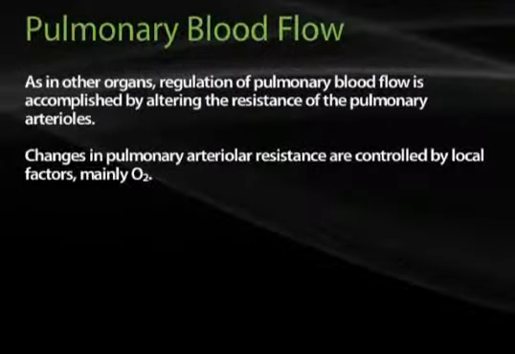As in all of our organs, the regulation of blood flow is controlled by altering the resistance of the pulmonary arterioles. Changes in the pulmonary arterial resistance are controlled by numerous factors, and these factors are different in the lung than they are in the peripheral tissue. We're going to talk about that more.